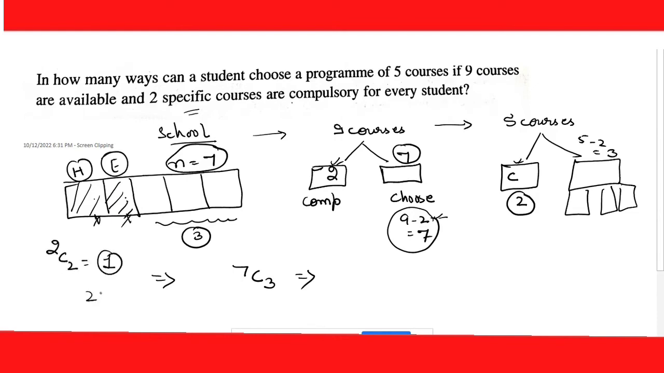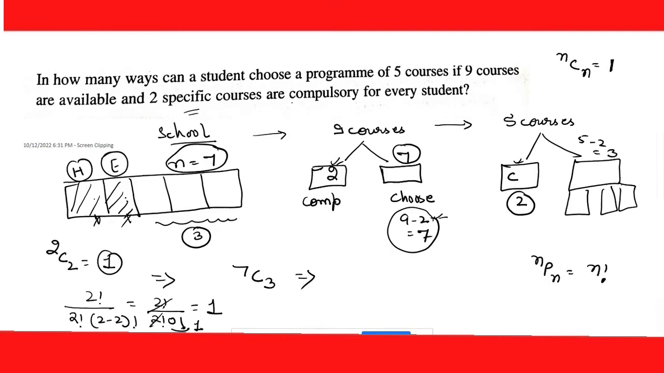How? Factorial 2 upon factorial 2 times factorial 2 minus 2, that means factorial 2 by factorial 2 and factorial 0. Factorial 0 is 1 and it gets cancelled. So its answer is 1. So remember one formula also. If we have nCn, it is 1. If we have nPn, it is factorial n. Just note it in your notebook.